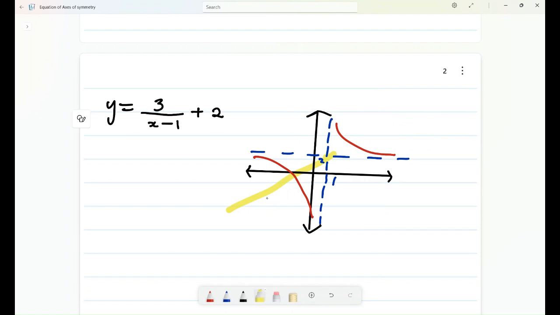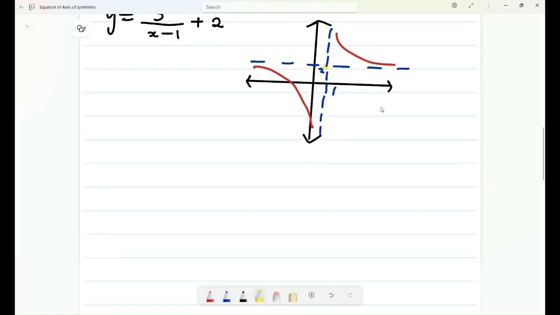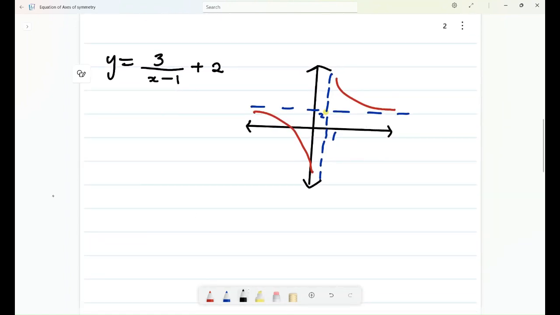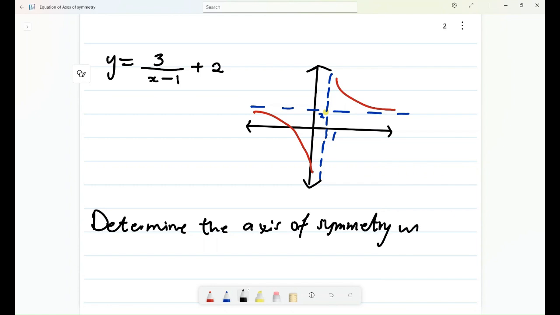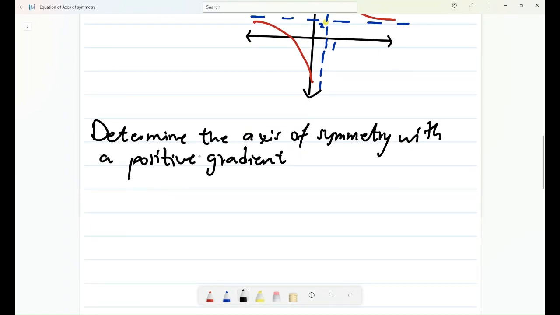So now let's say the examiner said to us, determine the axis of symmetry with a positive gradient. What your teacher might teach you is that you use this equation. Since that axis of symmetry is a straight line, you use this formula, y = mx plus c.